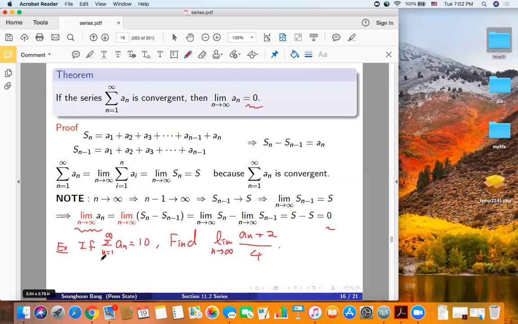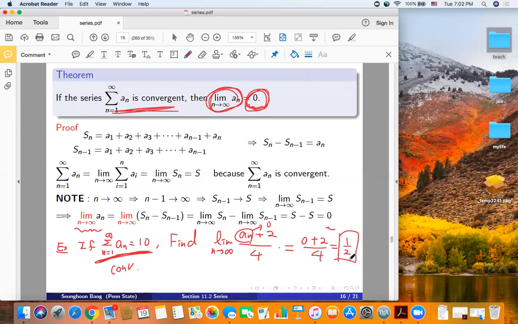This is a series. Series is convergent. What is the limit of an? 0. This is the key. So how can you calculate? An approaches 0. Exactly. 0 plus 2 over 4 is 1 over 2. So really be careful. This is the answer, 1 over 2. It's good.